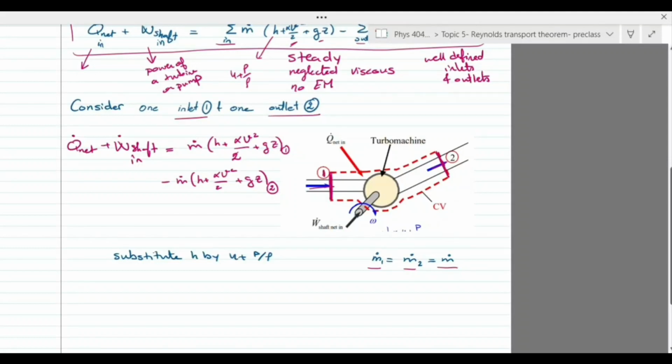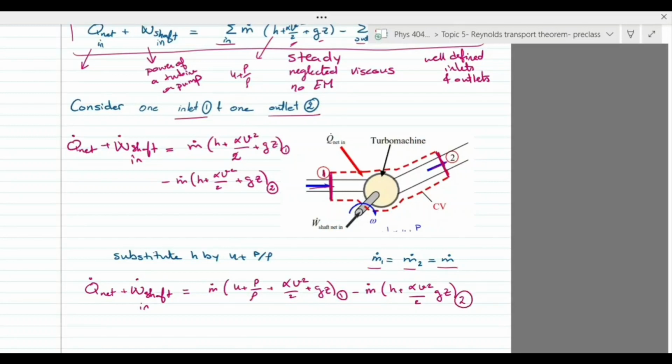Now I'm going to substitute h by u plus P over rho because I'd like to separate the internal energy from the other quantities. You will see later why, because I'd like to relate it to some energy losses. So this will give me Q dot in plus W shaft in equals m dot into u plus P over rho plus alpha V squared over 2 plus gz 1 minus m dot into u plus P over rho plus alpha V squared over 2 plus gz over point 2.